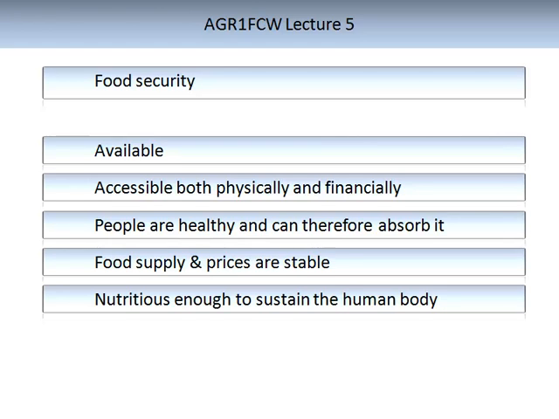Of the following list of food security components: availability, access both physically and financially, healthy people, food supply and prices, stability, and nutritious enough to sustain the human body, I suspect two of these, healthy people and nutritious diets, will be very influential in the future of food security. There is much debate in this sector currently about what we mean by nutritious food.